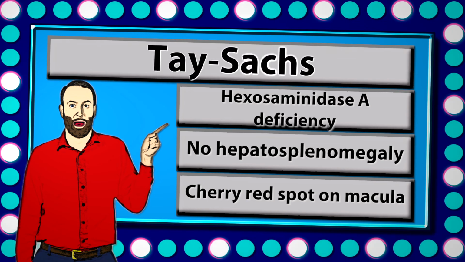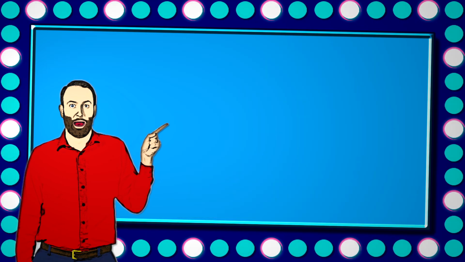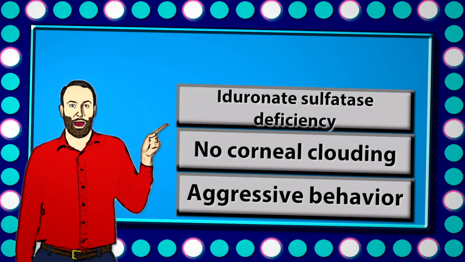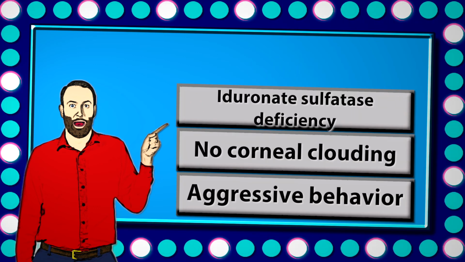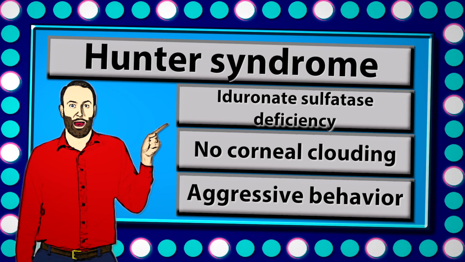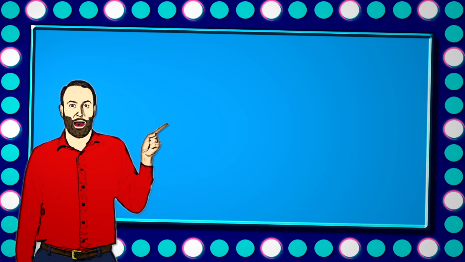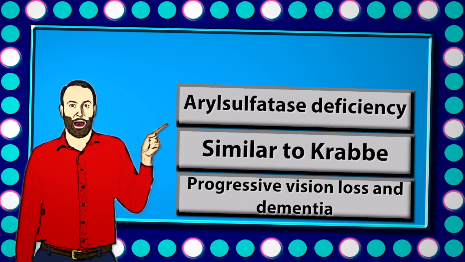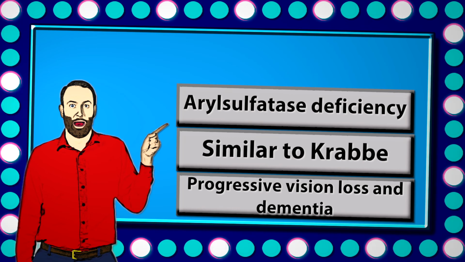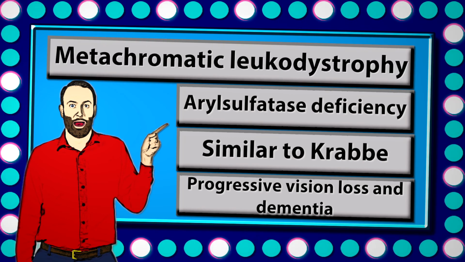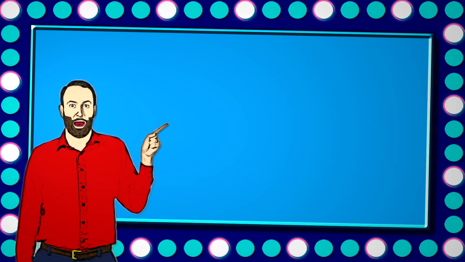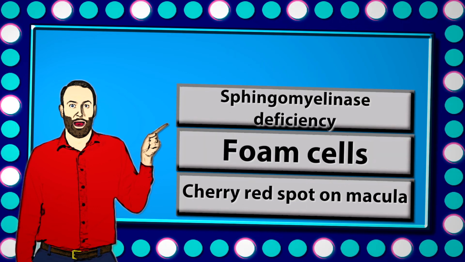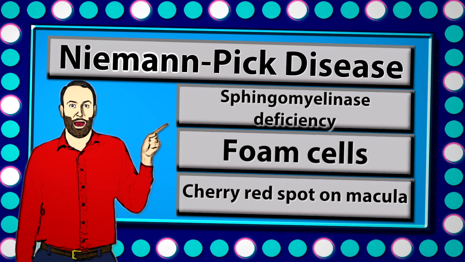Answer, Tay-Sachs. Next, aggressive behavior, no corneal clouding, iduronate sulfatase deficiency. The answer, Hunter syndrome. Next, we have progressive vision loss and dementia, similar to Krabbe, arylsulfatase deficiency, metachromatic leukodystrophy. Next, cherry red spot on the macula, foam cells, sphingomyelinase deficiency. The answer, Niemann-Pick disease.